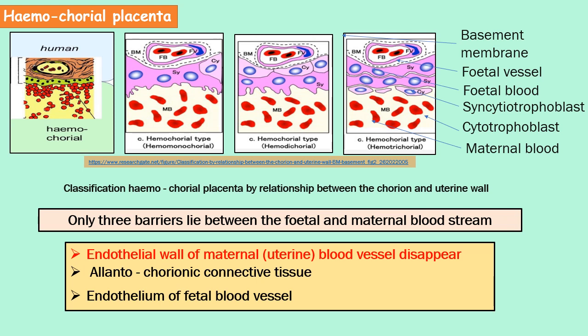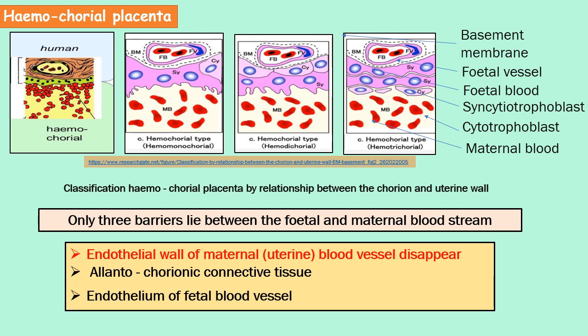Hemochorial type of placenta is the most invasive placenta. Here, all maternal tissue layers disappear through erosion, which leads to direct connection between the chorion and maternal blood. Here, only three barriers lie between the fetal and maternal bloodstream.